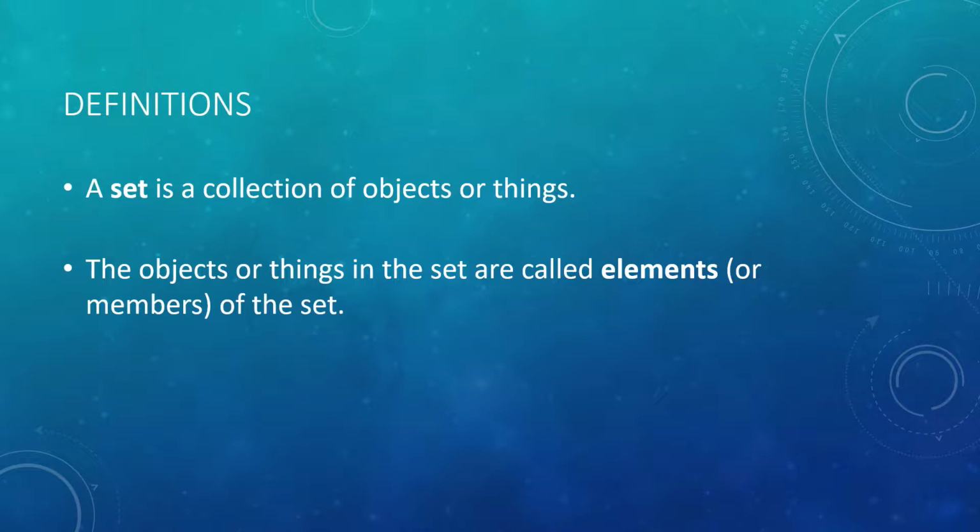The objects or the things that are in the set are called the elements of the set. So an element of a set is just a member of the set. So you're going to hear that word a lot through this chapter, the word element. So an element is just describing a member of the set.